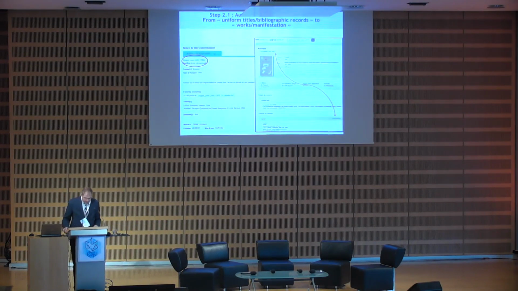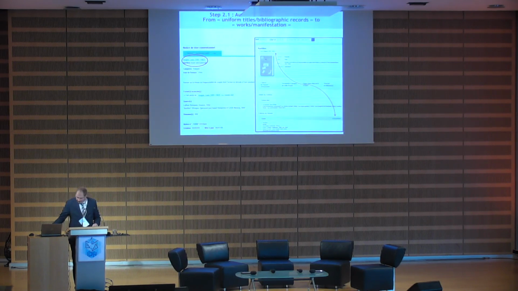Last year, we have implemented 300,000 new links between authority record and bibliographic record, and so we have begun to move from a data model based on dichotomy between authority records and bibliographic records to a model based on a work and manifestation approach.